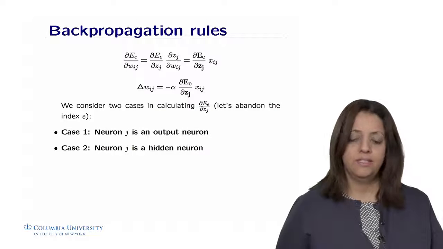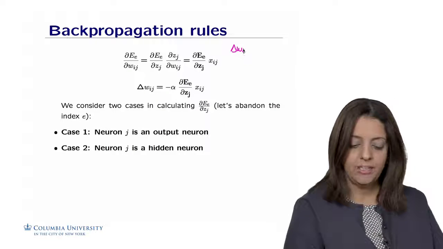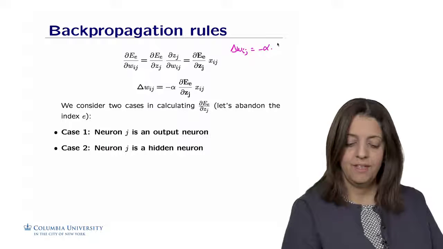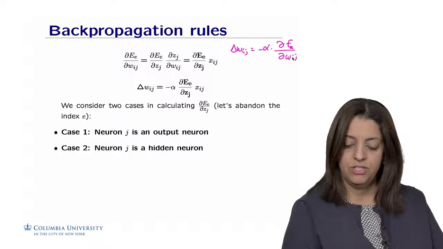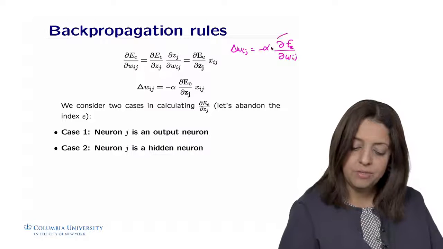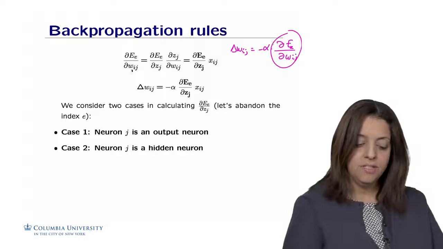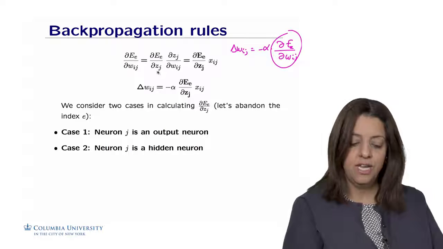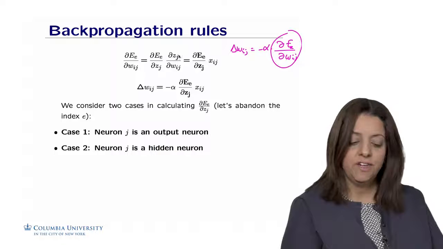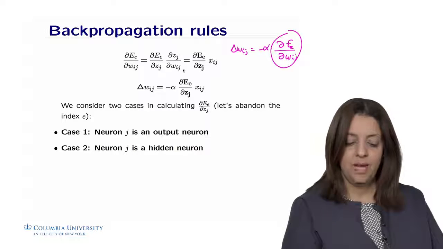Recall we want to descend the gradient of the error by Δwij equal to minus alpha times the derivative of the error for the example e with respect to wij. So we're going to need to calculate this term. And this term can be written as the partial derivative of E with respect to zj, which is the weighted sum of the wij xij, times the derivative of zj with respect to wij.